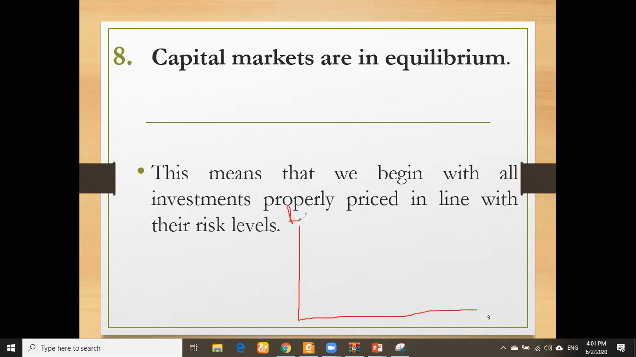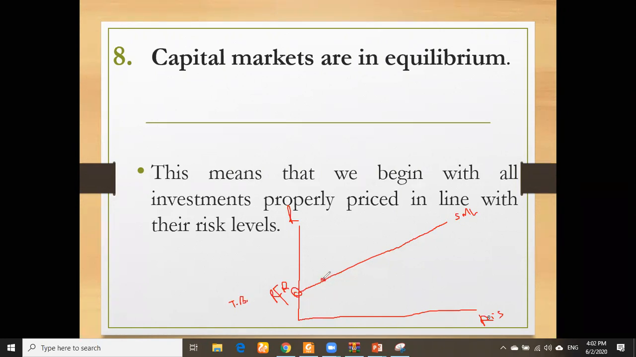This is return and this is risk. We usually drew this line, which was known as the security market line, SML. And I told you that in the SML, right here, this point is known as which kind of rate? Risk free rate. And we have seen that usually this belongs to the treasury bill.